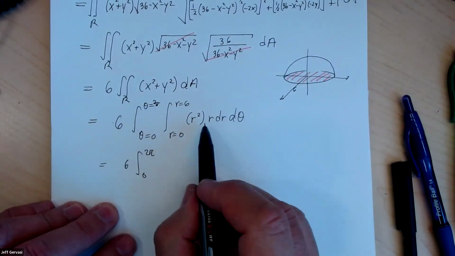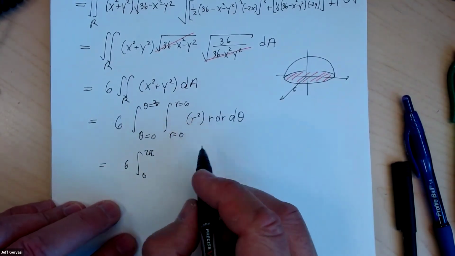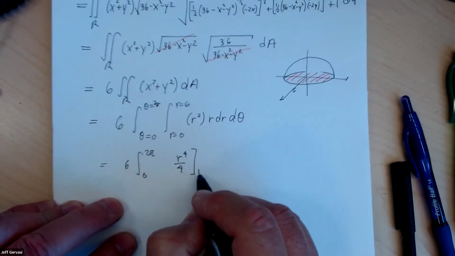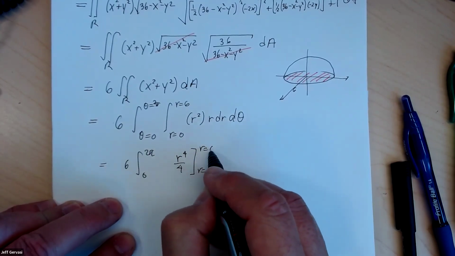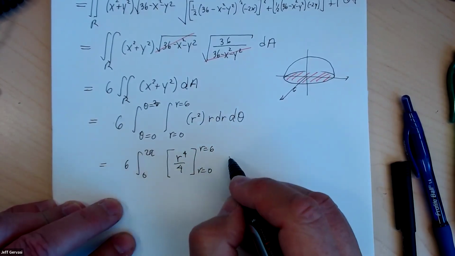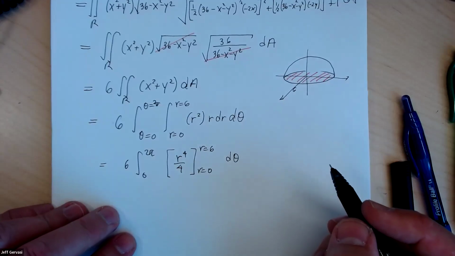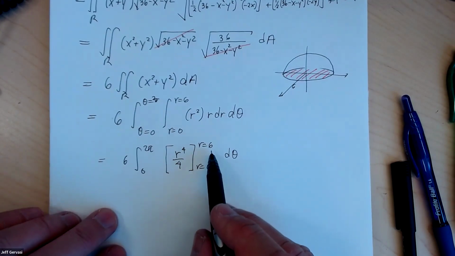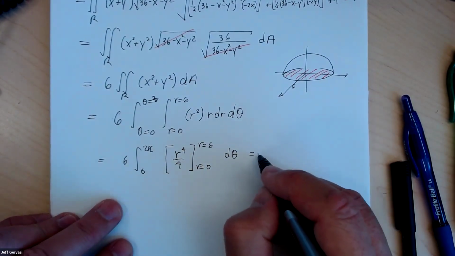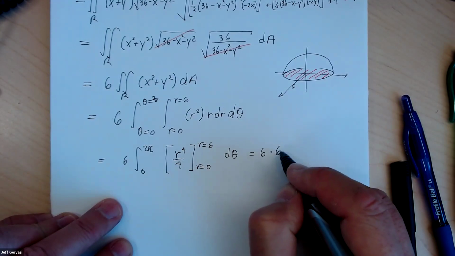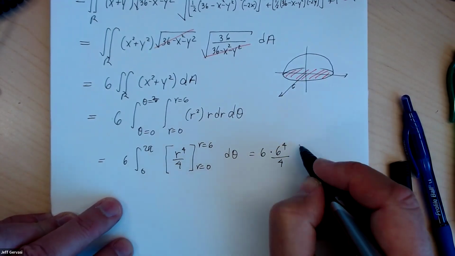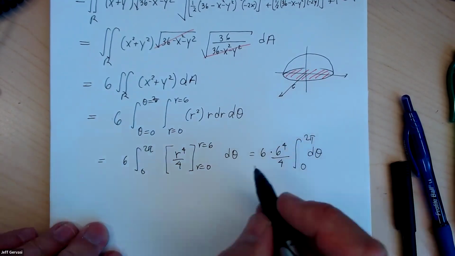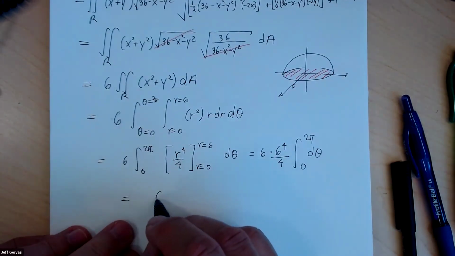Going to integrate with respect to r first. Mind you now, r squared times r is r to the third. Notice r equals 0 is not going to make a contribution here. Just the 6 will. And that's a constant that I'll just set aside. Okay. Final answer.